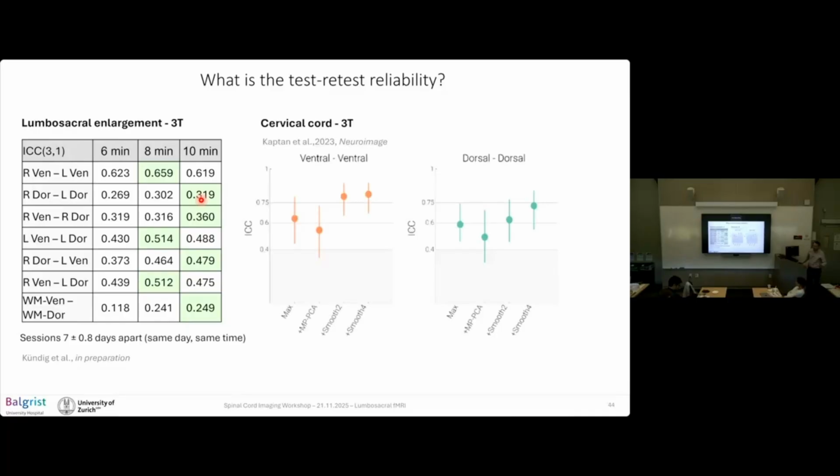Similar observation from Merve's study from the cervical cord, where the ICC was, I think here the difference was 1 day between the two experiments. The ICC for the ventral correlation was above 0.6, quite comparable. But they also found a higher ICC for the dorsal correlations, which for us it was not the case.